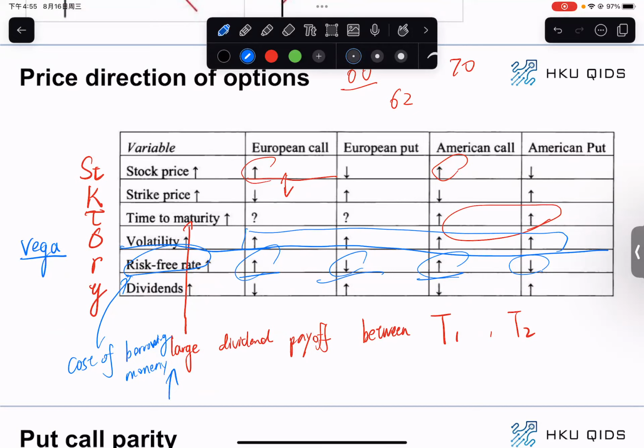And then for dividend, if the dividend increases, then the call is going to decrease because I'm not holding this option during this period. But for put, it increases, using the same logic we talked about for the time to maturity, because if I'm buying a put, then I'm always holding a chance, because it's just the same as creating a short position. You are borrowing this stock to short it first. And then any dividend paid is going to increase your chance of earning money.